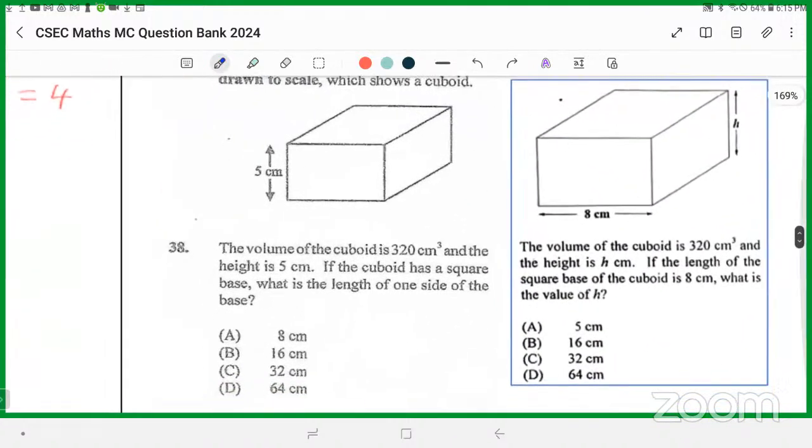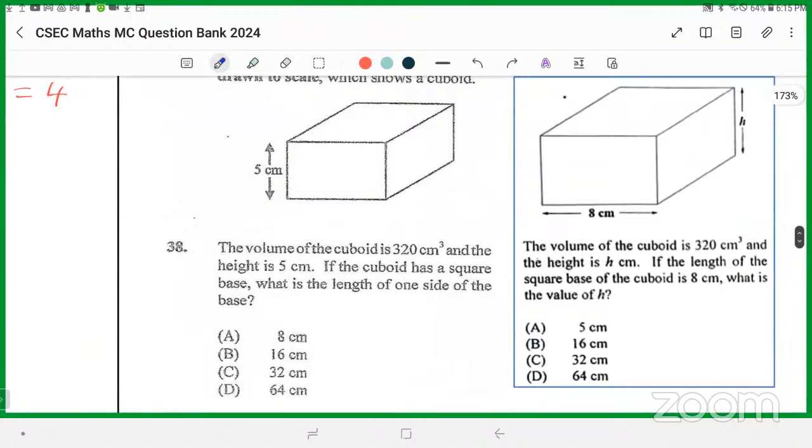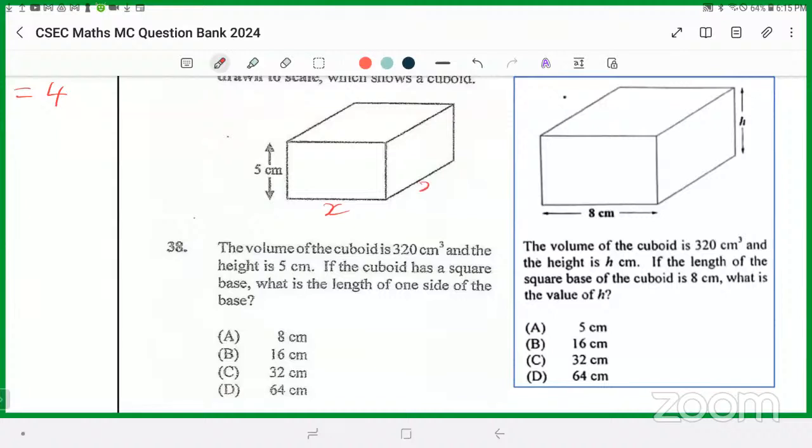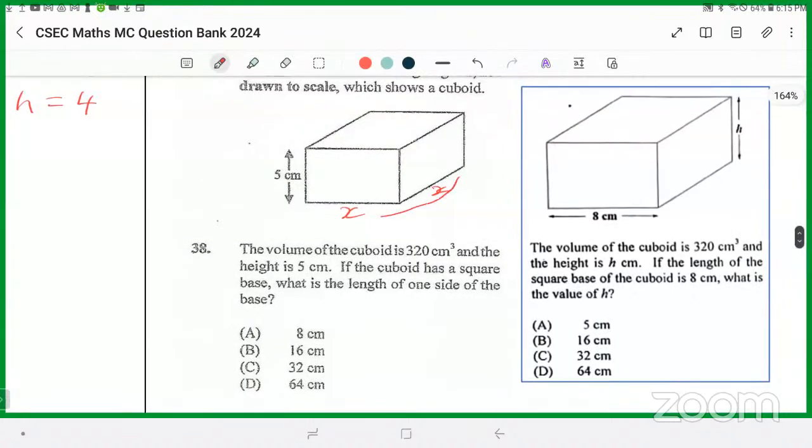Some cuboids now. This one says the volume of the cuboid is 320 cm cubed and the height is 5. If the cuboid has a square base, we can call it x by x. What is the length of the side of the square? So you know the area of the base times the height is equal to 320. The area of the base is x squared. So x squared times the height of 5 is equal to 320.